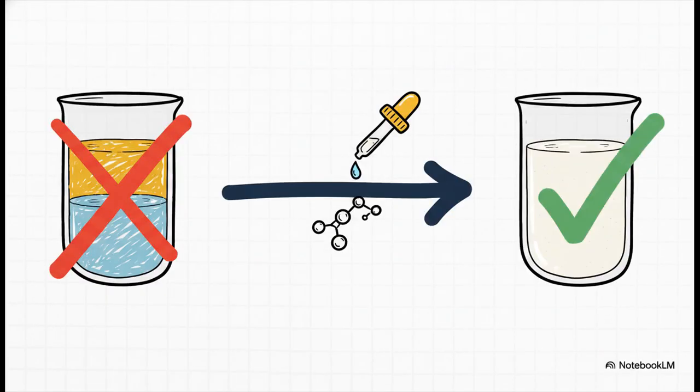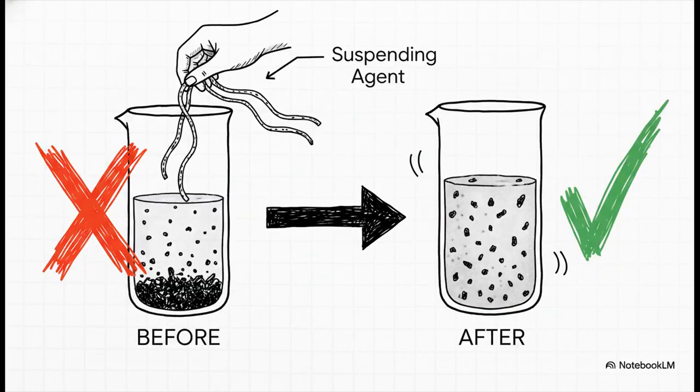Let's circle back to our castor oil and water problem. To fix that immiscibility, you bring in an emulsifying agent. Think of this agent as a mediator. It has a part that likes oil and a part that likes water, so it can bridge that gap between them and create a stable, uniform emulsion. Problem solved.